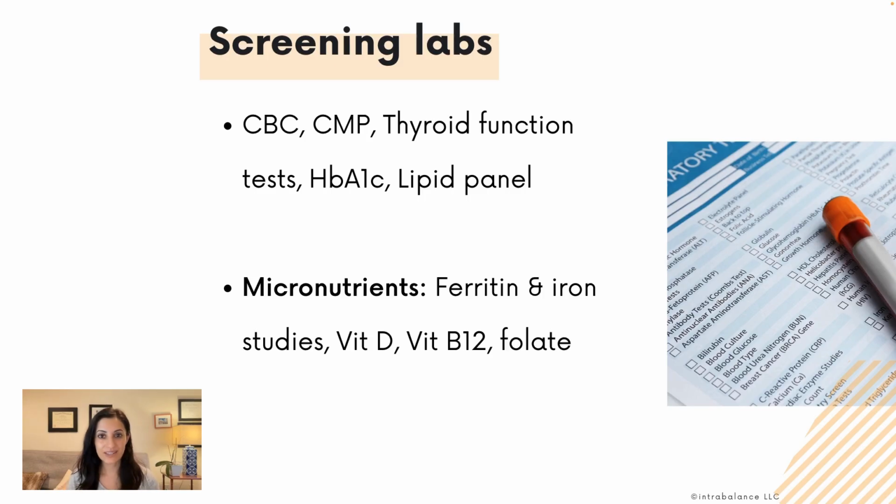In addition to the rating scales, you can also order screening labs as part of your sleep assessment. Here I've listed some of the common ones that you can start with. Again, you don't have to do labs as part of your sleep assessment, but if it is within your scope of practice, it can be really helpful data to have. I usually start with some basic things like a CBC, a CMP, thyroid panel, hemoglobin A1C, lipid panel, and then looking at micronutrients as well, specifically your iron studies and ferritin, vitamin D, B12, and folate. So let's look at a few of these in a bit more detail.